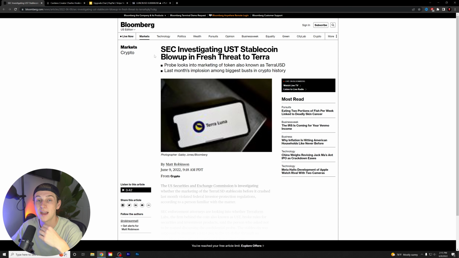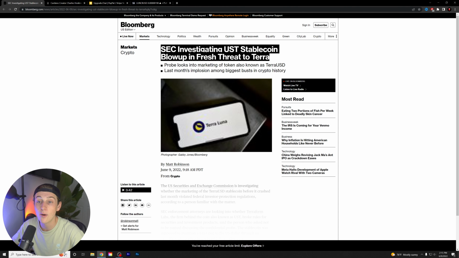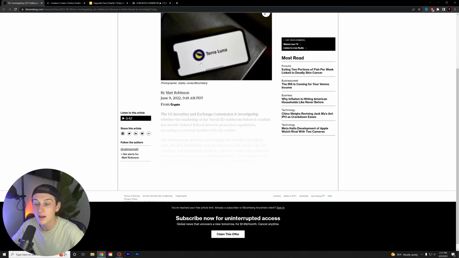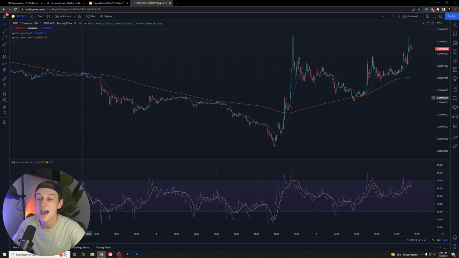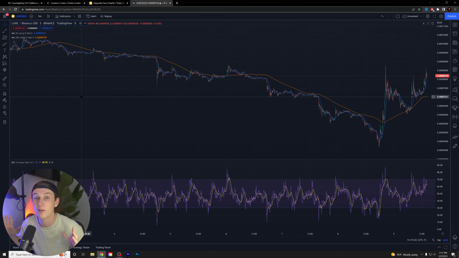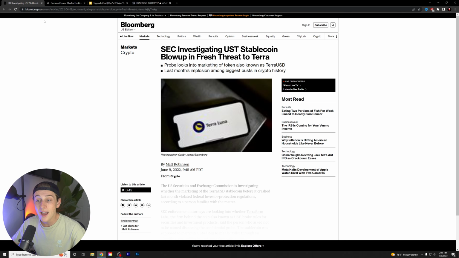There's a lot of regulation that needs to happen in cryptocurrency before we can see major changes in this type of system. Now, as you can see, the SEC is investigating the UST stablecoin blowup in a fresh threat to Terra. What they're basically talking about there is that because of what's been going on recently with Terra Luna and the subsequent blowback that we saw after the listing, and just the crazy debacle that has happened over the last couple of months, the SEC and other investigative authorities too, I want to mention, South Korean authorities, I should say, are also looking into Luna and more specifically UST.